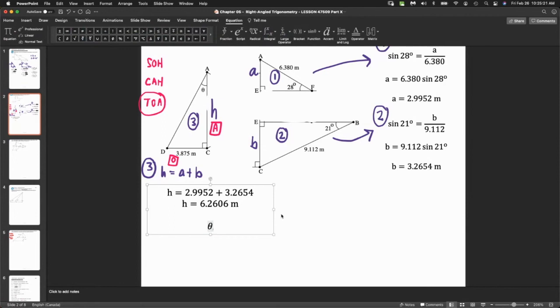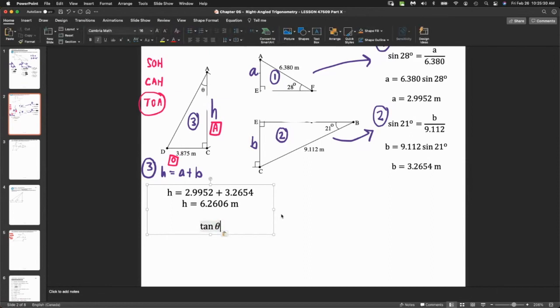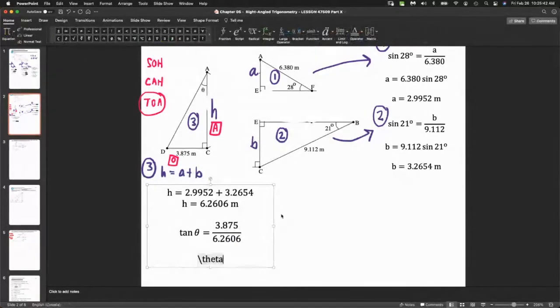You're most welcome. So let's get theta here. So theta is going to be found by using tan. So that's correct. Good point. So theta is 3.875 over h, which we now know, 6.2606. So theta is equal to tan inverse of that stuff.